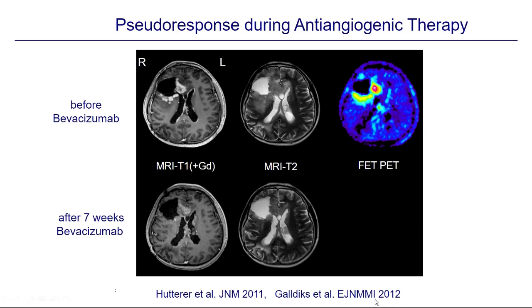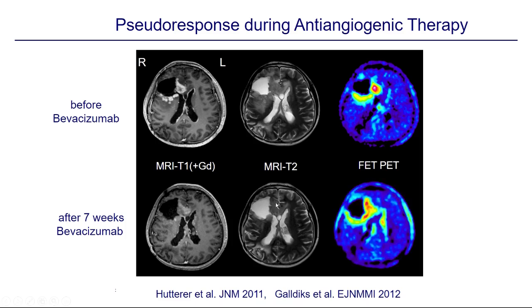In this example of a recurrent glioblastoma, contrast enhancement disappeared after 7 weeks of anti-angiogenic treatment, indicating a good therapy response. FET PET, however, demonstrates that the tumor shows progression, which was confirmed in the further follow-up after 16 weeks. Thus, MRI shows pseudo-response and FET PET detects failure of therapy 9 weeks earlier than MRI.